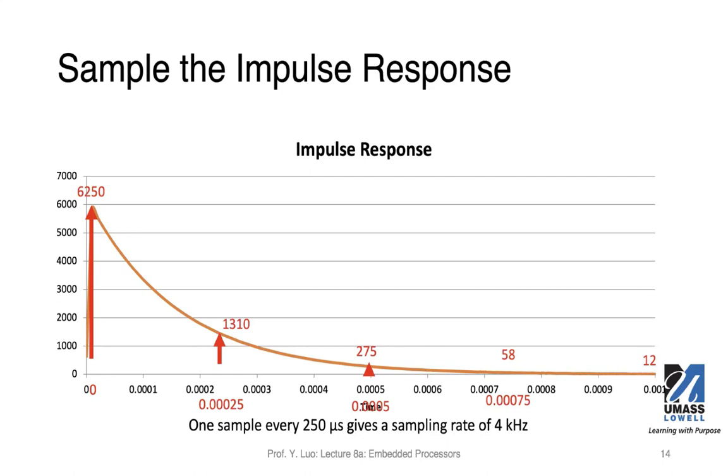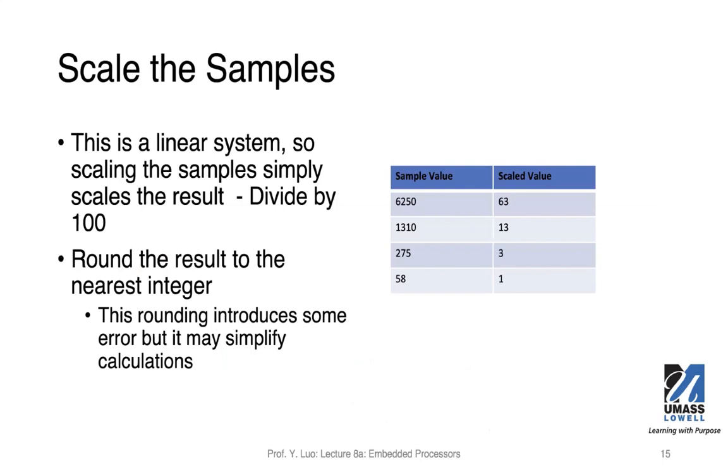So we use these samples, and specifically we can see we have a few values that we will get from this curve. The first one is 6,250, and the second one is 1310, and then 275, and then 58, and then 12. So essentially we can do this sampling to get a few data points. When we sample, we get a few sample values.